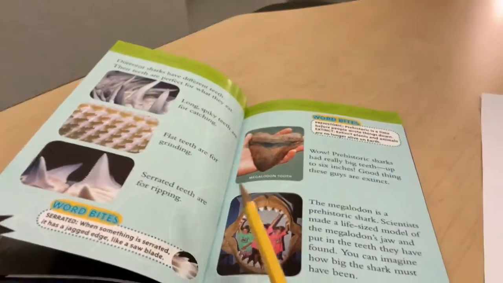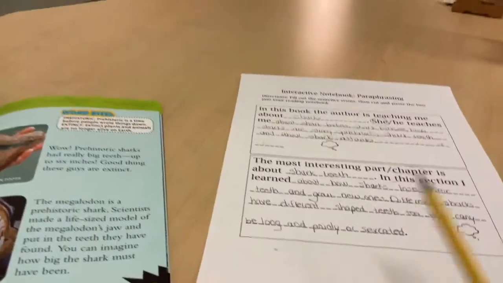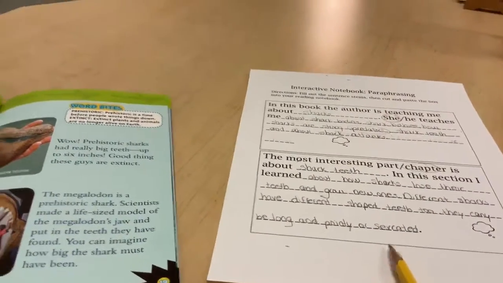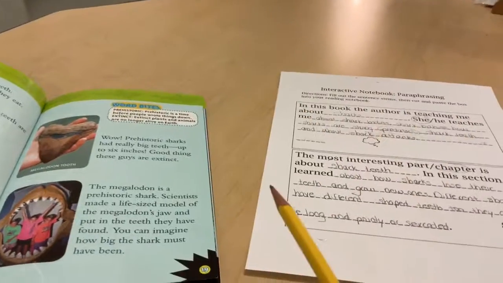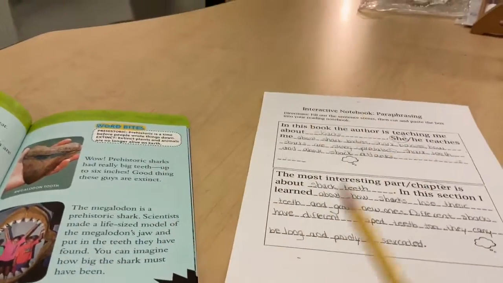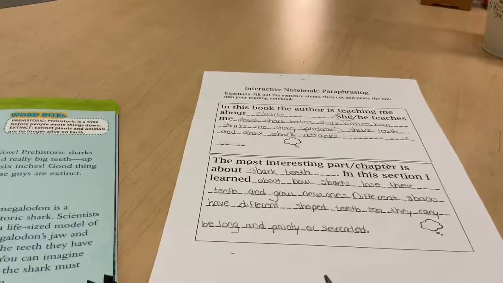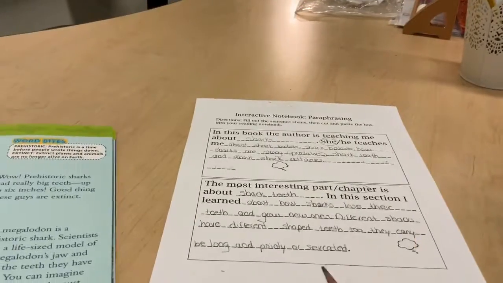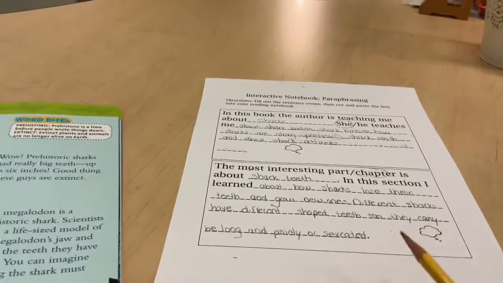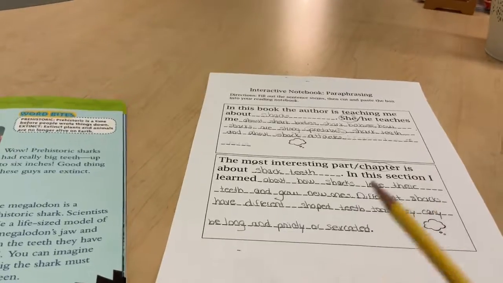Notice that I didn't say everything that was in the chapter. I only told some of the things that I was most interested in. And just like when you're retelling a fiction book, you don't tell every single little detail. In nonfiction, you don't give every single little detail either. You're just telling the main things that you learned.